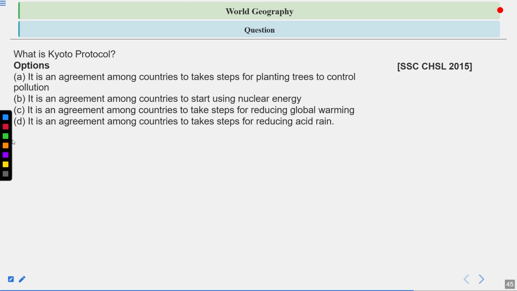What is Kyoto Protocol? It is an agreement among countries to take steps for planting trees to control pollution. It is an agreement among countries to start using nuclear energy. It is an agreement among countries to take steps for reducing global warming. It is an agreement among countries to take steps for reducing acid rain.